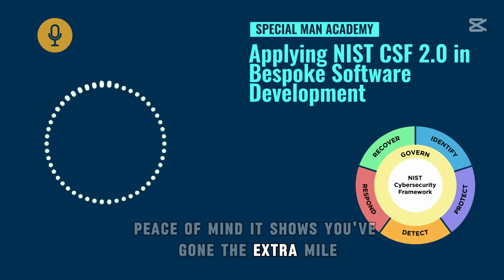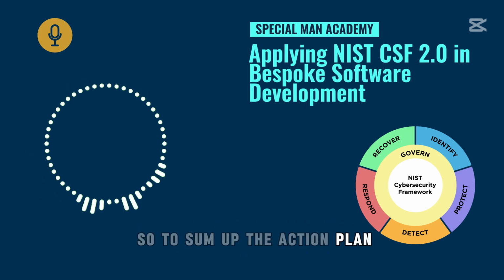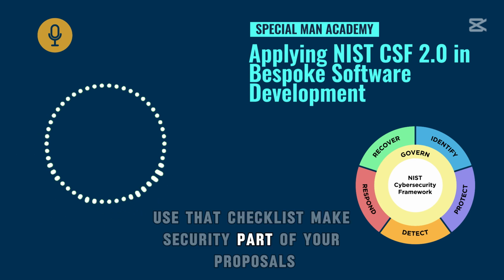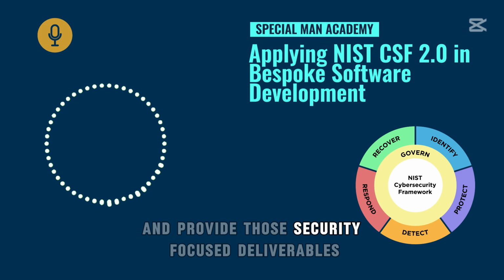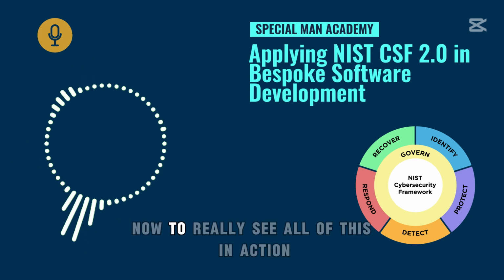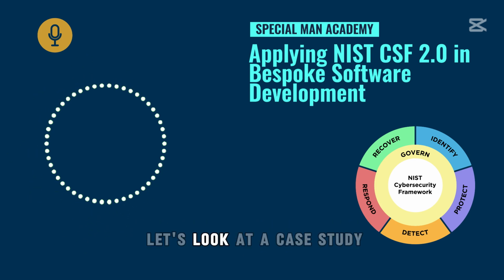It shows you've gone the extra mile. So to sum up the action plan: use that checklist, make security part of your proposals, map the NIST CSF to your SDLC, and provide those security-focused deliverables. Now, to really see all of this in action, let's look at a case study.